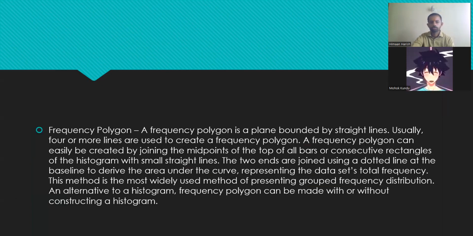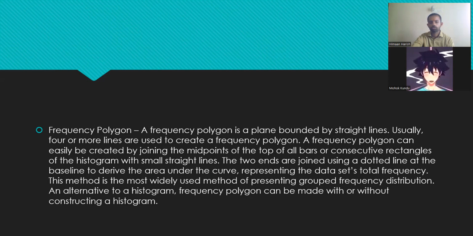A frequency polygon is a plane bounded by straight lines. Usually, four or more lines are used to create a frequency polygon. A frequency polygon can easily be created by joining the midpoints of the top of all bars or consecutive rectangles of the histogram with small straight lines.